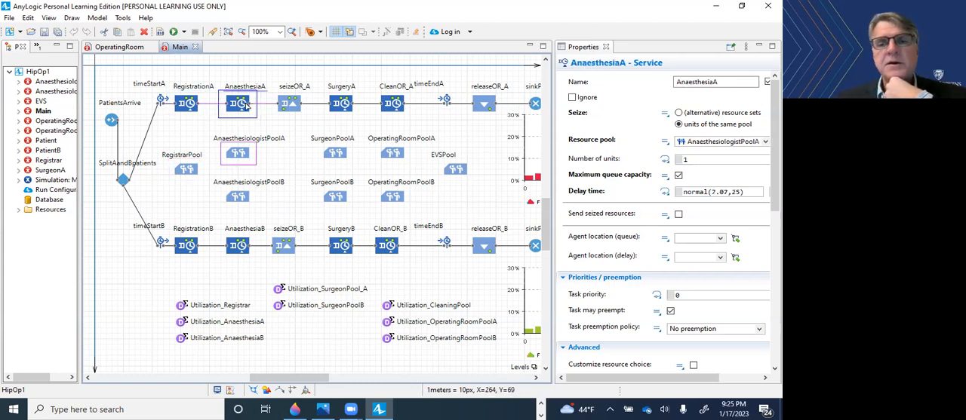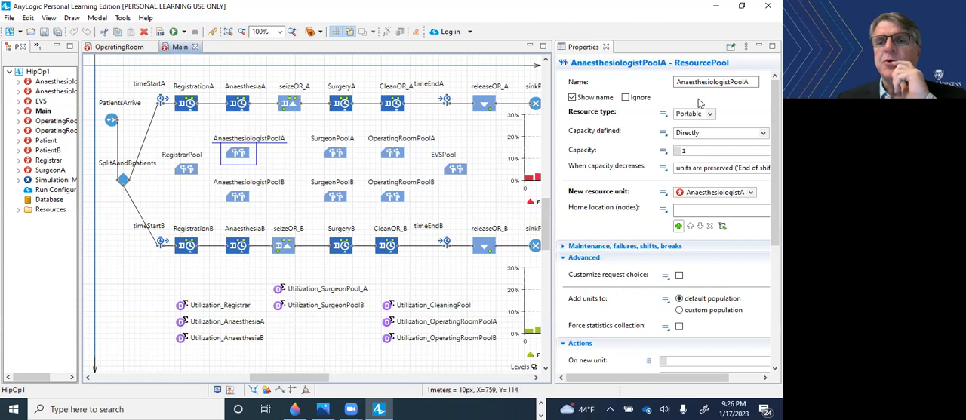And then you go through a pre-op process where you're evaluated for anesthesia and you receive your anesthesia. A lot of these are spinal anesthesia cases. And there is one anesthesiologist here. So there's this pool called anesthesiologist pool A. So there's just one there. And this is done outside of the OR.